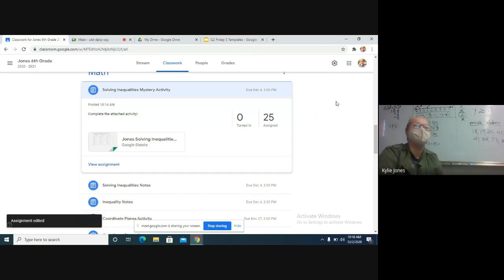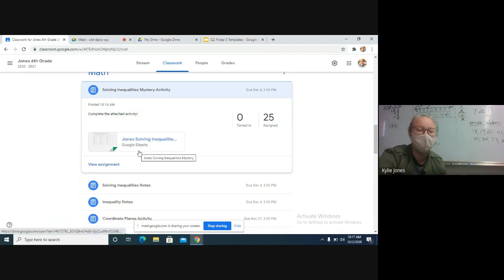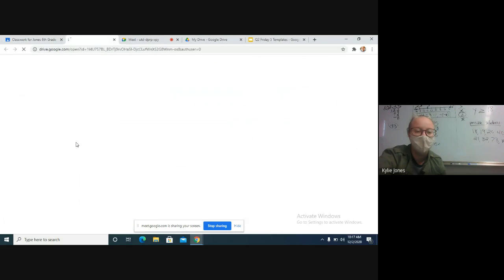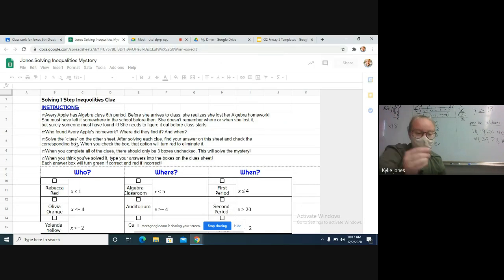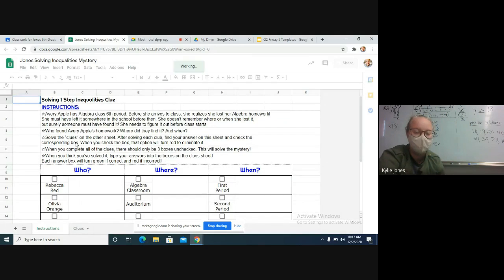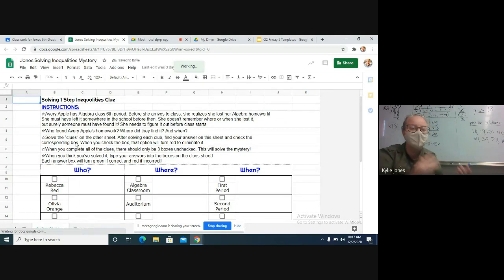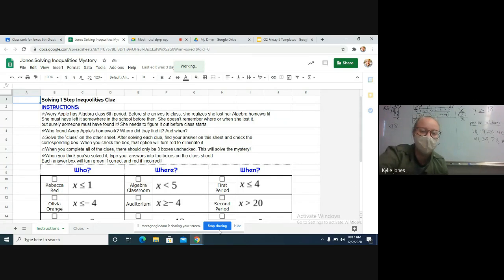Now, this is a different sort of document than we have worked on before, so you're going to want to pay attention to how to work it. It's called a Google Sheet. It's like having Excel, if you've ever used Excel. But we're going to go ahead and open it up. It's very similar to a Google document. It's just that there are two sheets that you can look at. So we're going to give it a second to load, and we'll go over it, and I'm going to give you guys a little bit of time to work. So take a minute, get that loaded.